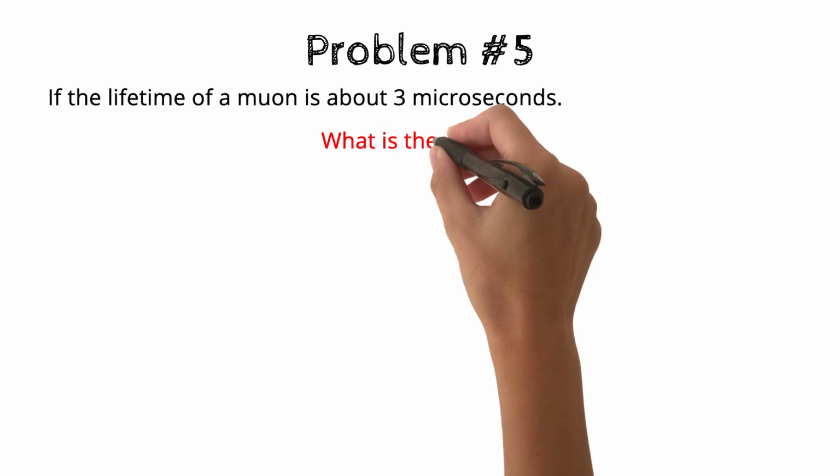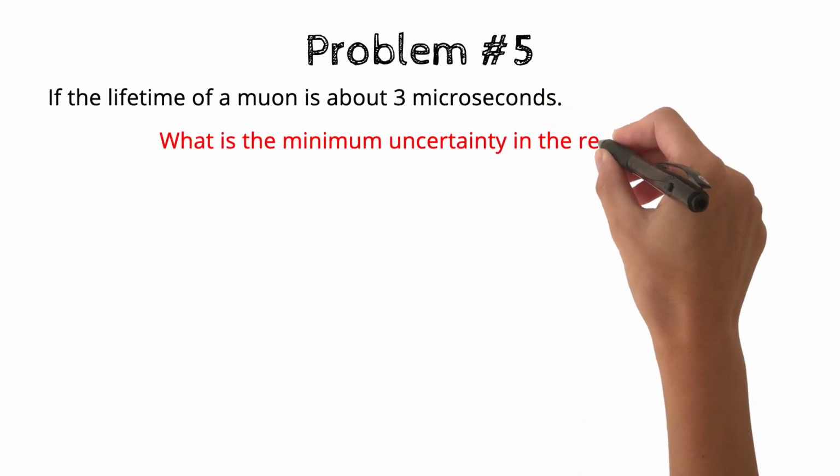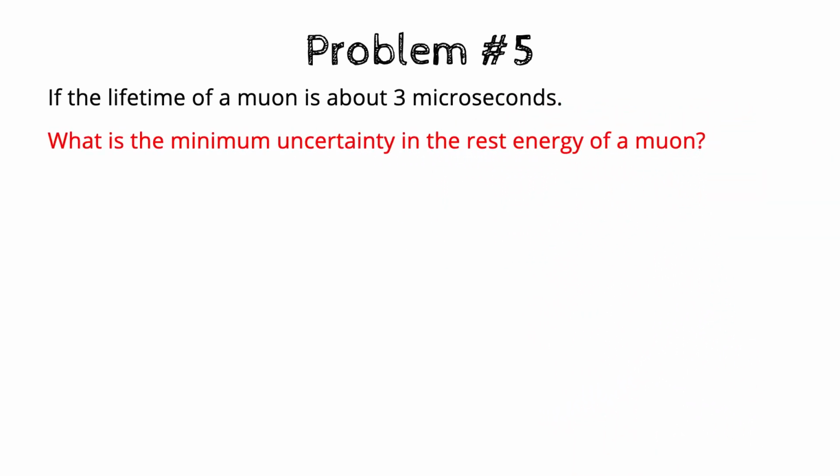Problem number 5. If the lifetime of a muon is about 3 microseconds, estimate the minimum uncertainty in the rest energy of a muon. In this problem, the only given value is the lifetime of a muon, about 3 microseconds. The problem is asking for the minimum uncertainty in the rest energy of a muon.